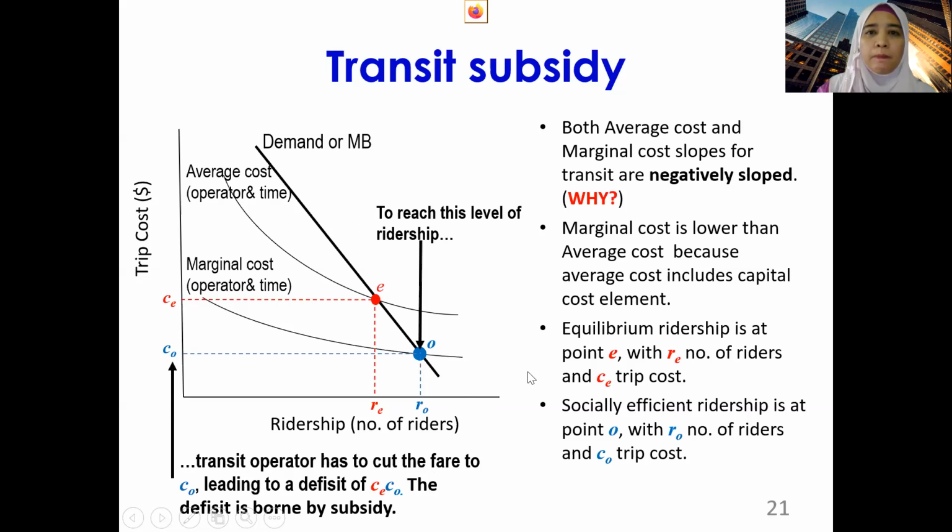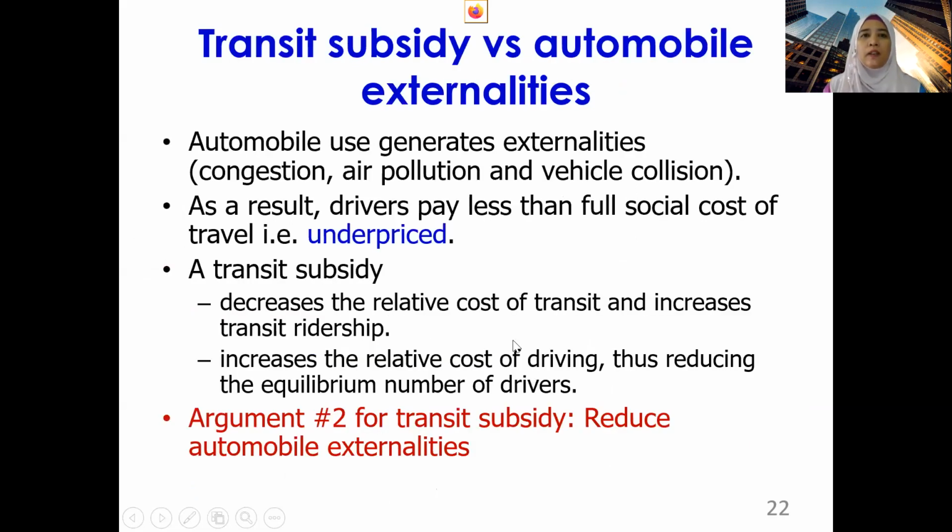Now, transit subsidy versus automobile externalities. Automobile use generates externalities: congestion, air pollution, vehicle collision. We know this. I have covered this above. As a result, drivers pay less than the full social cost of travel, which is underpriced. A transit subsidy decreases the relative cost of transit and increases transit ridership, through Mohring economies. A transit subsidy also increases the relative cost of driving, thus reducing the equilibrium number of drivers.